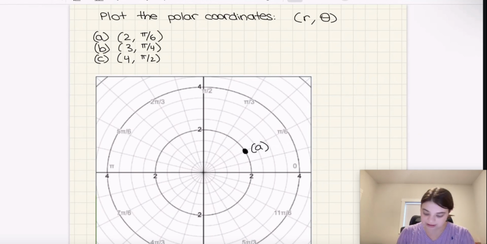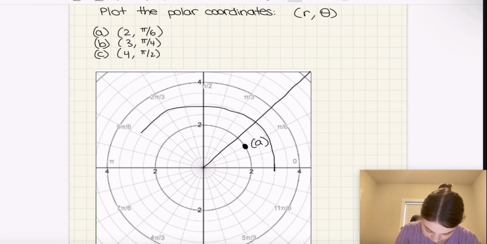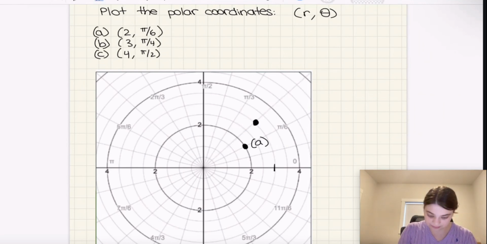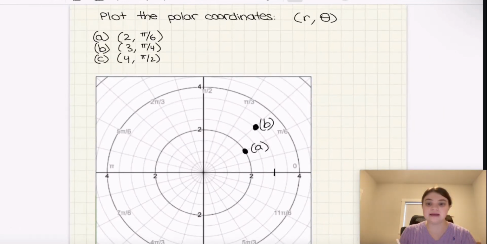So we know that the pi over 4 line is this line right here. We also know that the radius would have to be 3, so therefore that would be halfway between 2 and 4. So somewhere on this circle here would be the 3 circle. And so where do those meet? Those meet right here. And so right here is B.